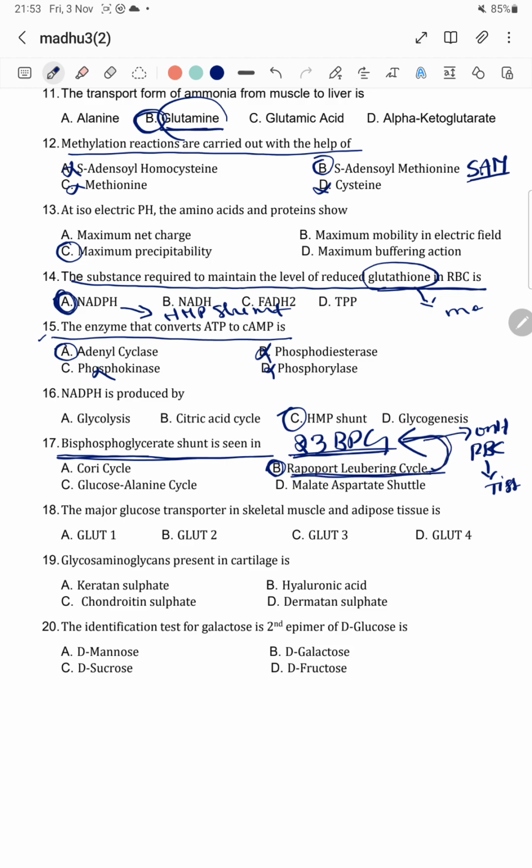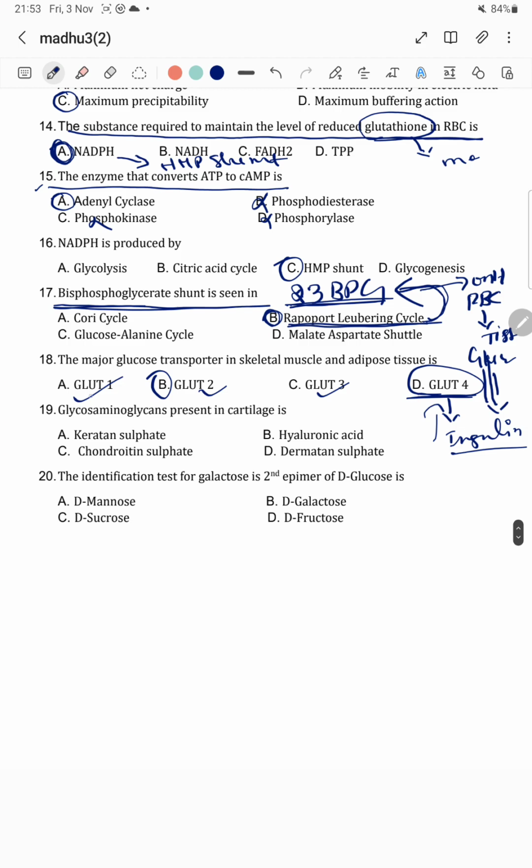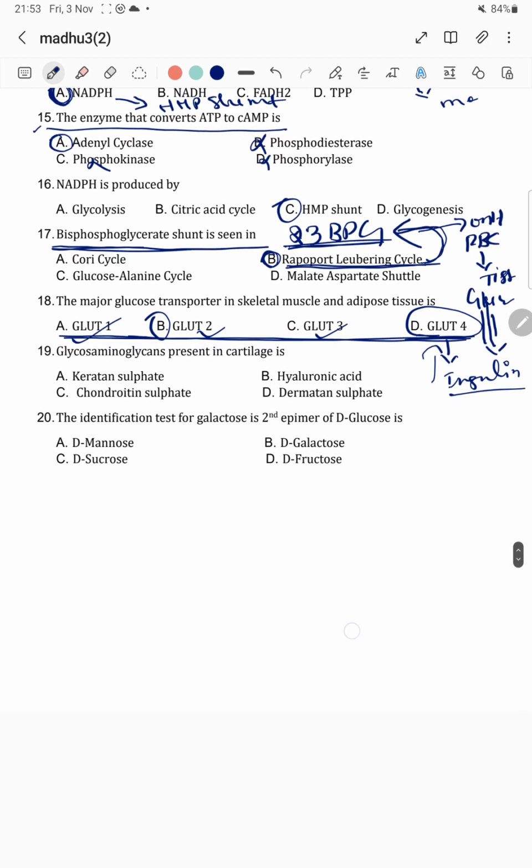And the 18th one: the major glucose transporter in skeletal muscle and adipose tissue is GLUT1, GLUT2, GLUT3, or GLUT4. The correct answer is GLUT4. GLUT4 requires insulin to be opened. Insulin activates GLUT4, so that the GLUT4 channel opens and glucose enters inside. GLUT1, GLUT2, and GLUT3 are not. GLUT2 is present in the intestine. We'll discuss all these glucose transporters in a separate video.